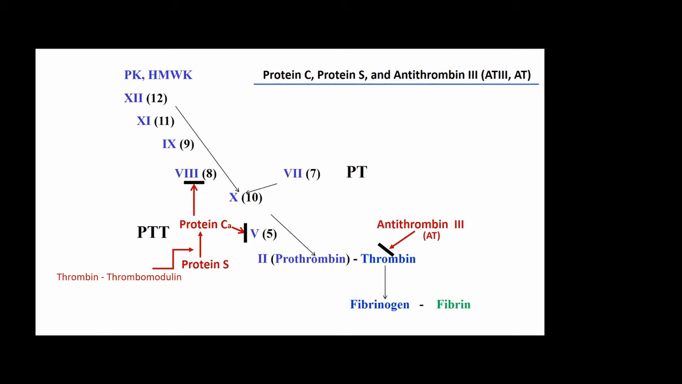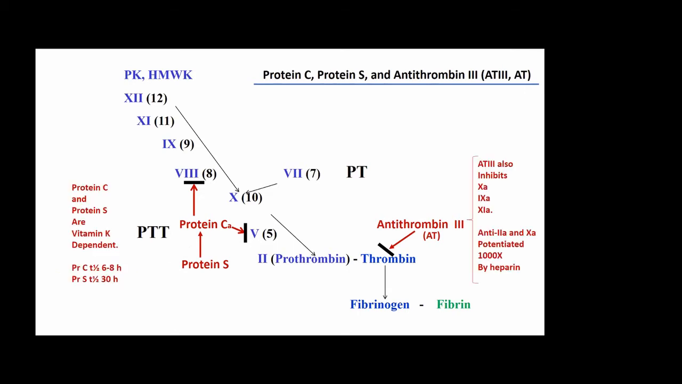Antithrombin 3 inhibits thrombin. And as you'll see over here, it also inhibits a bunch of the other serine proteases, and they're all in their active state. So it inhibits 10A, 9A, 11A, but most importantly, it inhibits 2A and 10A. And when we administer some form of heparin, it increases the effectiveness of antithrombin in inhibiting coagulation by a 1,000-fold. Heparins work by potentiating antithrombin. They do not work separately from antithrombin.